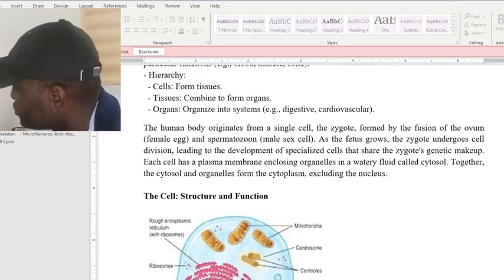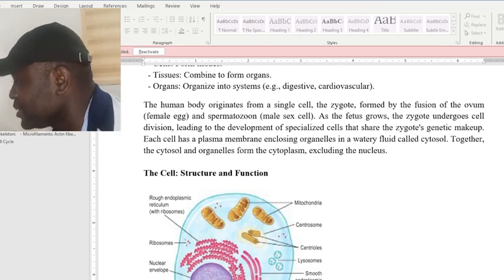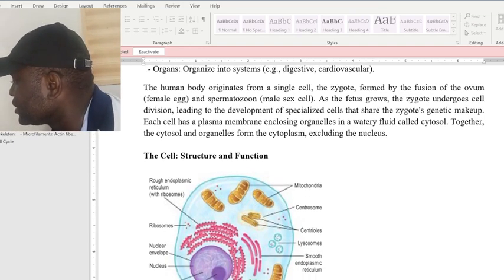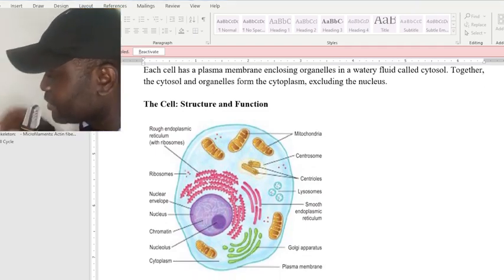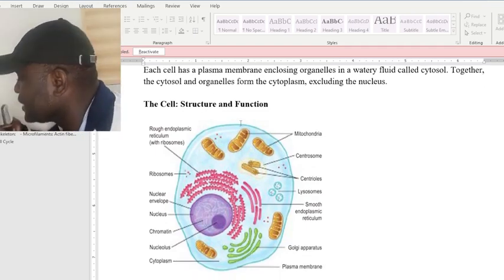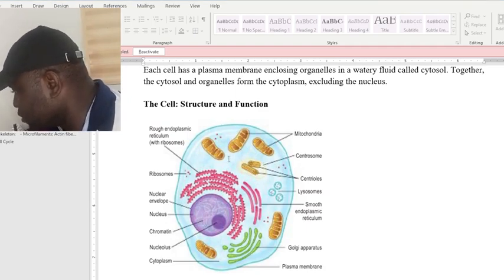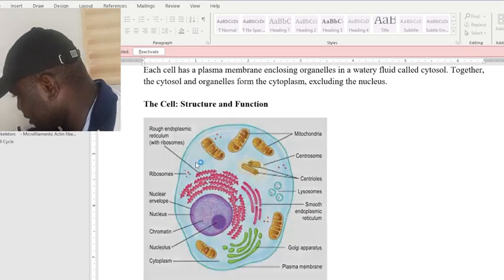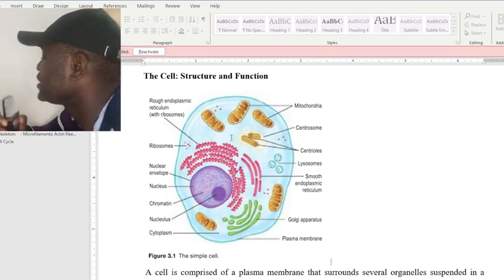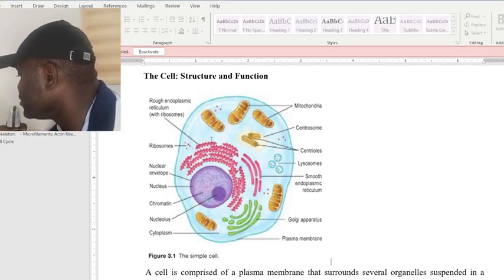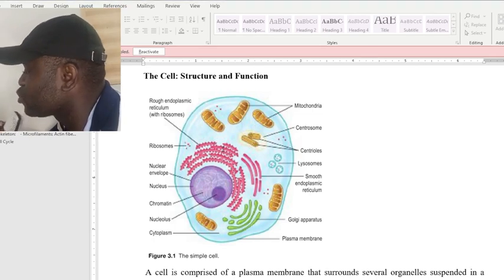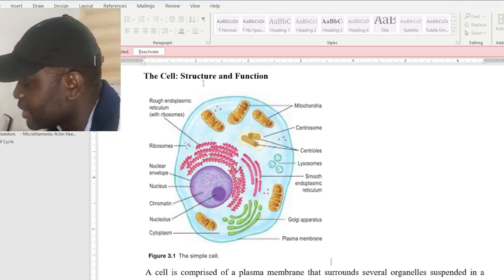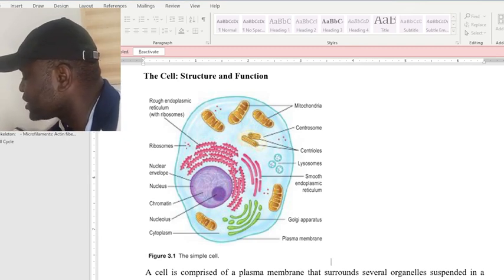Now, let's talk about the cell structure and the function. Each cell has a plasma membrane enclosing organelles in a watery fluid called cytosol. I told you the fluid inside the cell is called the cytosol, so everywhere you see blue, these are fluid. Then the organelles are swimming in this cytosol. The cytosol and the organelles, excluding the nucleus, are called the cytoplasm.